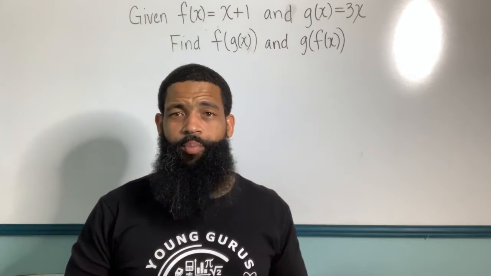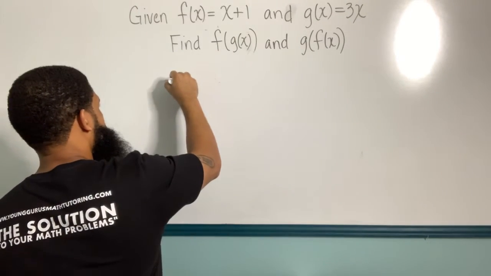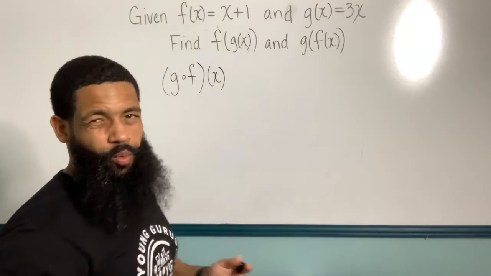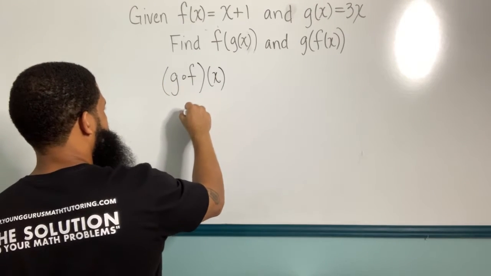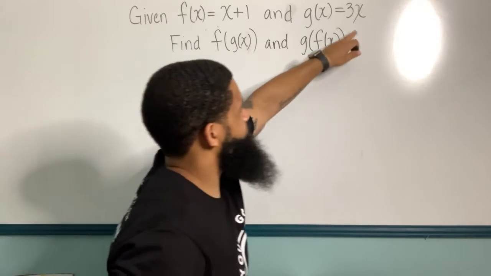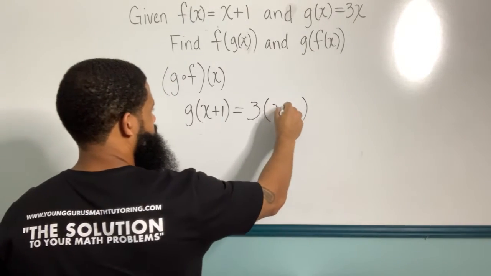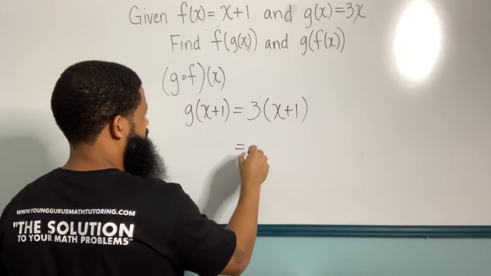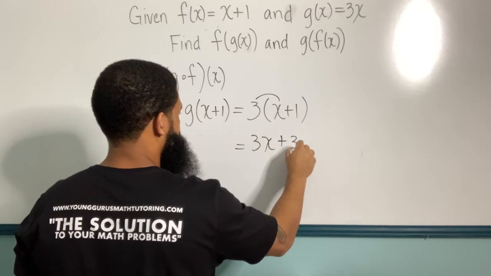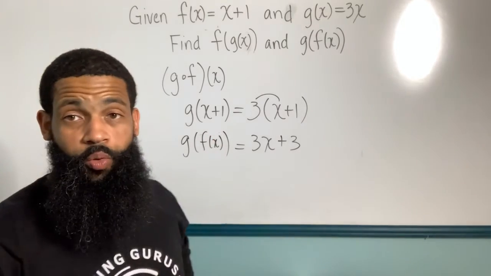Now let's switch it up for the second part. If we want to find g of f of x, we're going to say g, the golf. Okay? That's another way you might see it. Another way it's shown, but we're just basically finding g of x plus 1. Okay, so g of x is 3x, but in place of x, we're going to put x plus 1. All right, and then from there, we just simplify. So 3 times x gives me 3x, and then 3 times 1 gives me 3. So g of f of x is equal to 3x plus 3.